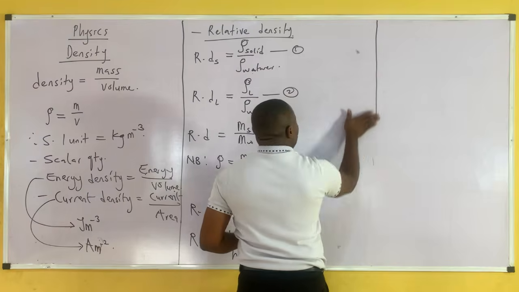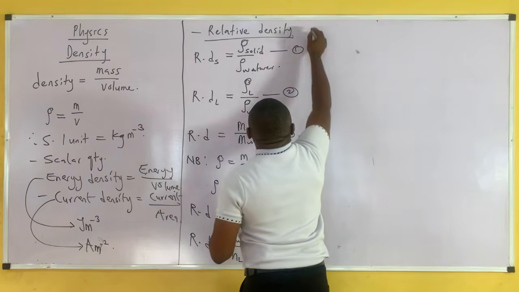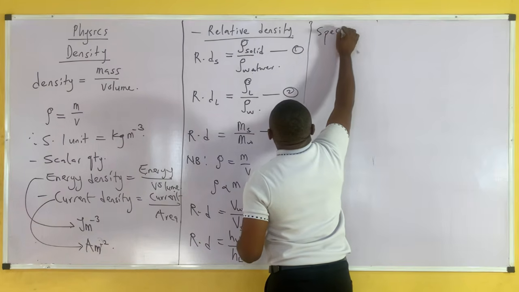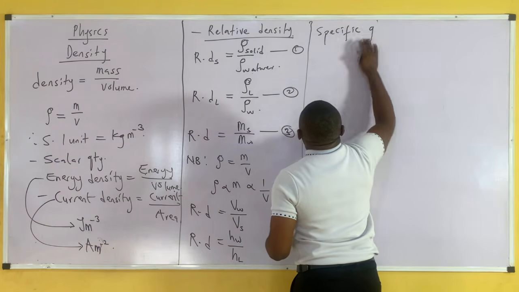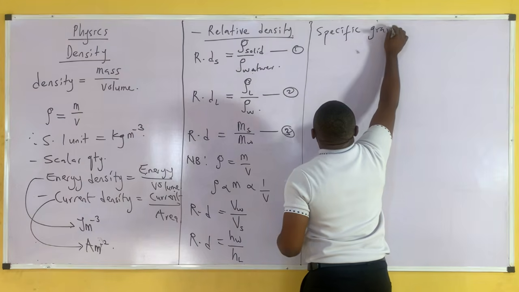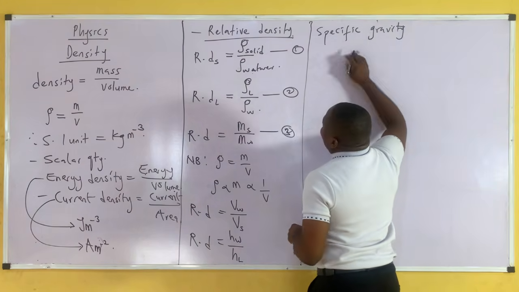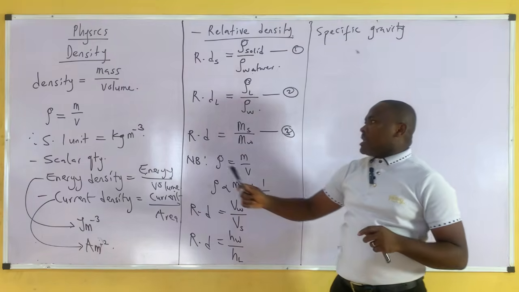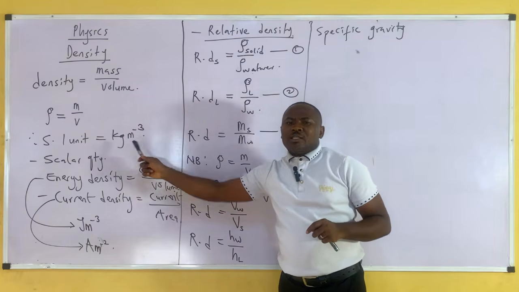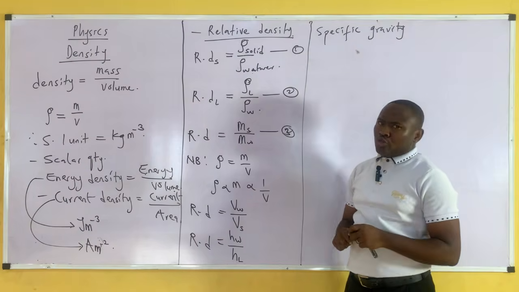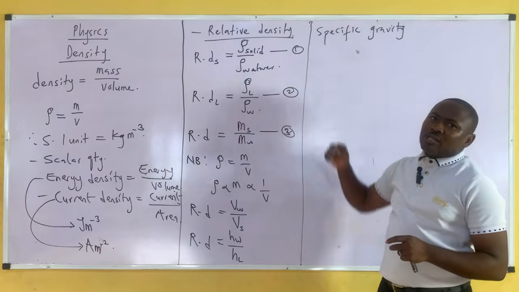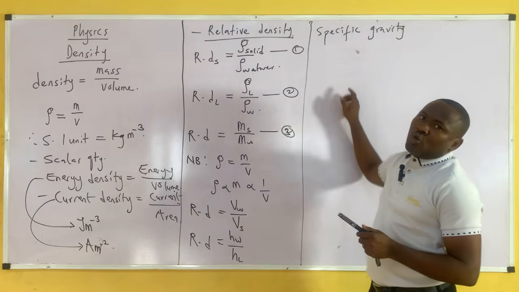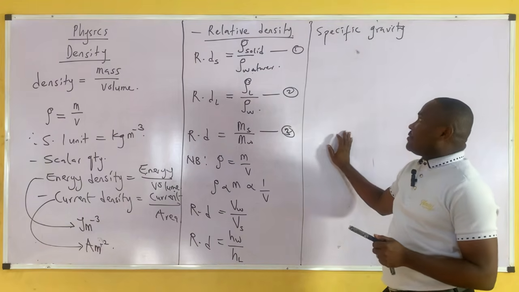Now take note, relative density can also be called specific gravity. And take note, specific gravity has no SI unit. Remember, I told you that the SI unit for density is kilogram per meter cube, but relative density has no SI unit. So relative density can also be called specific gravity.